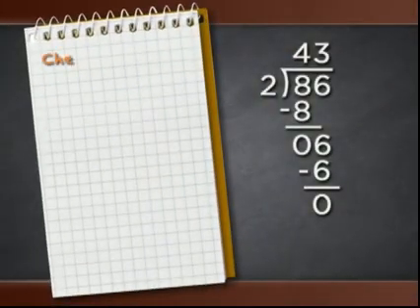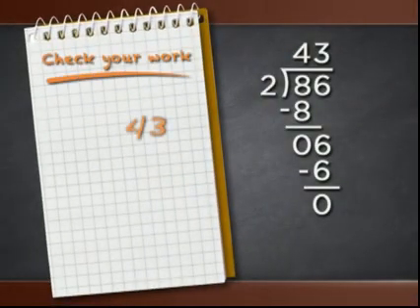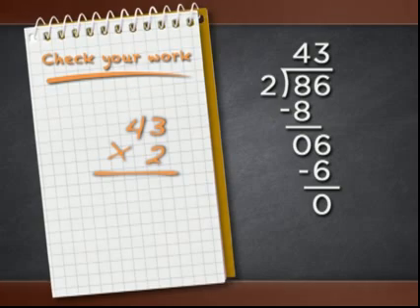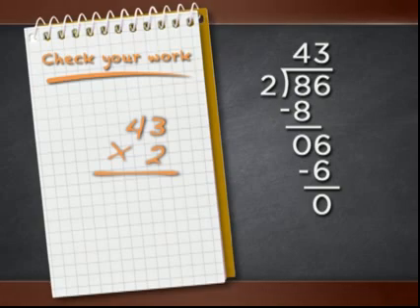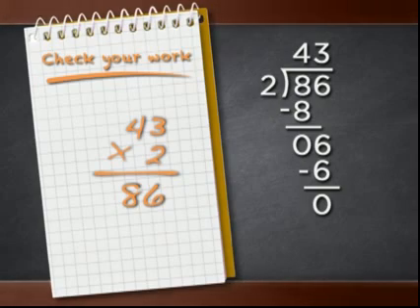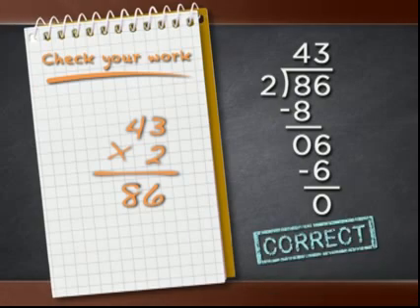You take the answer, in this case it's 43, and now you multiply it by 2. Why multiply? Because multiplication is the opposite of division. And if we've done our work correctly, 43 times 2 gives us 86, which was the original dividend. And if you use the skills that we learned in the previous lesson to multiply 43 times 2, you really will get 86. That's a check of our answer, and so we know that we've done everything correctly.